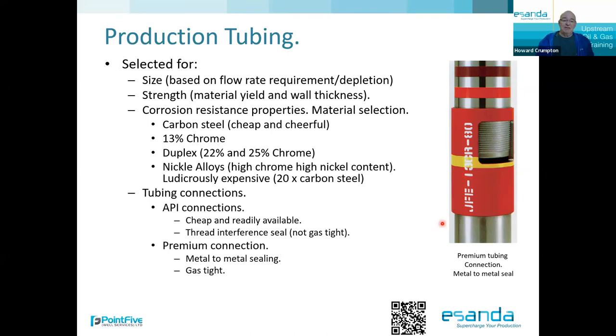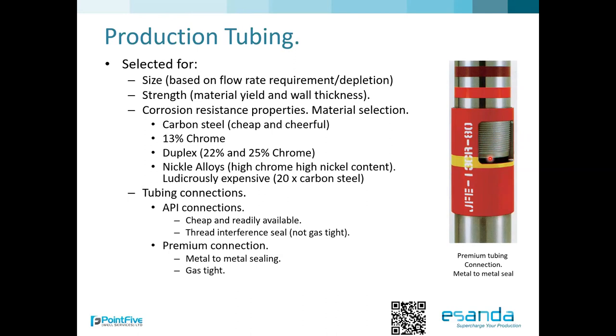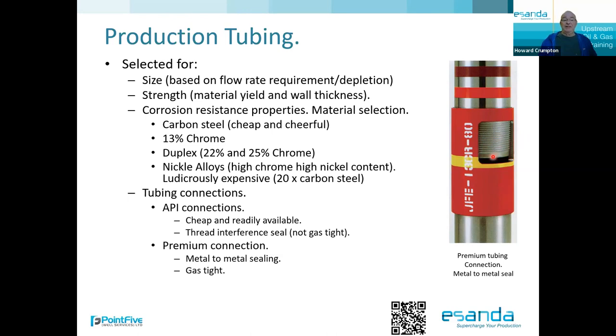The connections, for most high pressure, high value wells, we will be using what we call premium connections. And premium connections have a metal to metal seal. So as the pipe is made up, as it's torqued together, the metal to metal seal faces form a very, very robust gas tight seal. It's more expensive than what we call API connections, which rely on thread interference to create a seal, so they are not gas tight. But they're used for the overwhelming majority of wells across the world. They're cheap and cheerful.